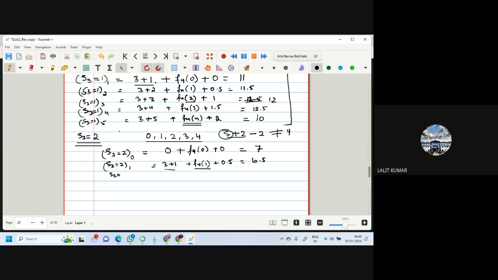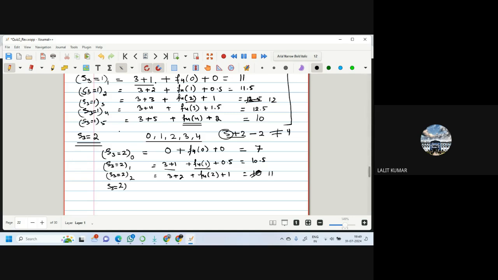S3 is equal to 2. I order 2. 3 plus 2. I take 2 in future. Carrying cost 1. This is 4. 3 plus 2, 5, 4, 9. This becomes 10. S3 is equal to 7, 6, 5, 10. It's 11. Sorry, this is 5.